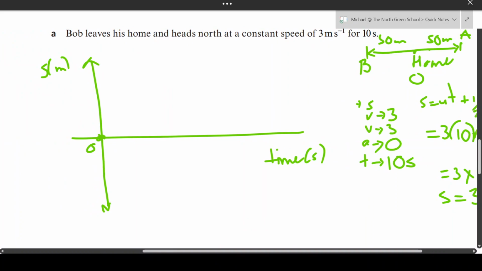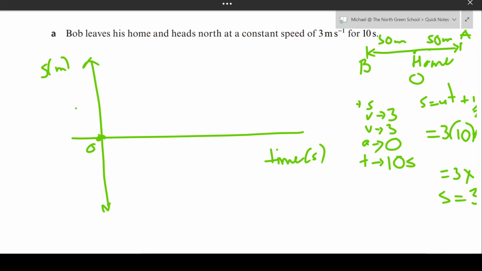How do we sketch a graph that has constant speed? Now we might be tempted to do something that looks like this, and then put the 30 right there. Yeah, we figured out that the final displacement is 30, but this will not be correct. Why not? Because this just shows that he's staying at a displacement of 30 the whole time. At time 0, he's 30 meters away from home. At time 5, he's 30 meters away from home.